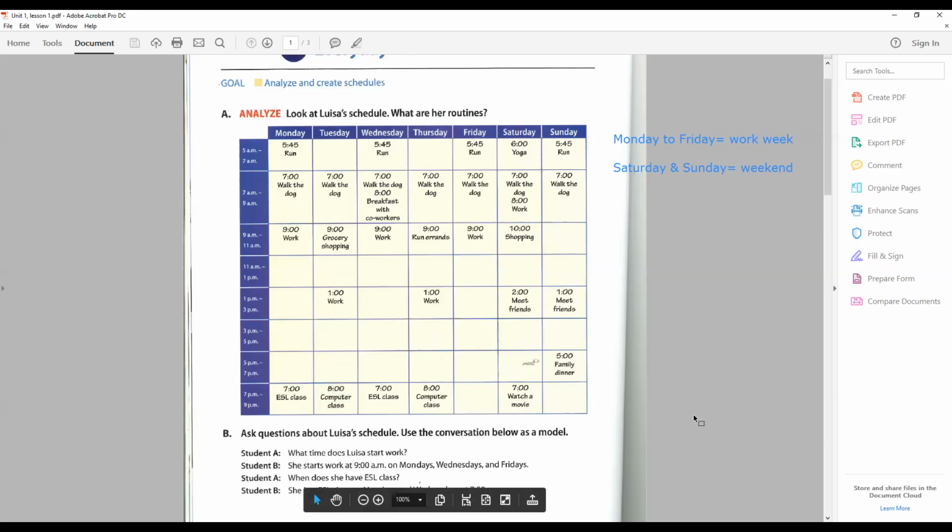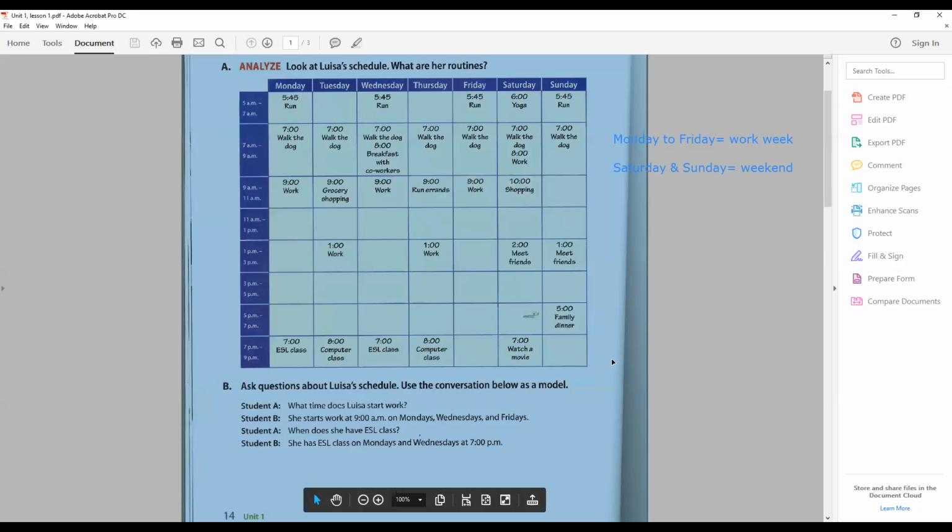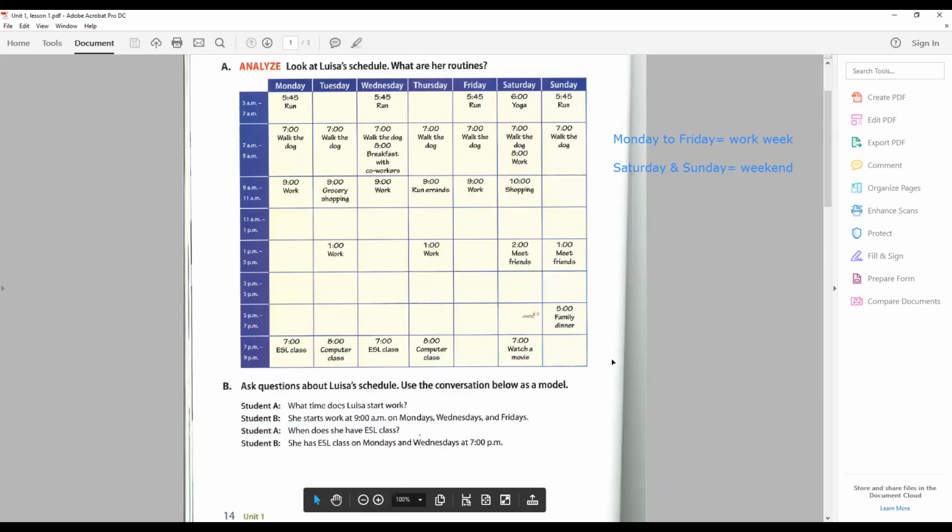Okay, so as you can see, let's scroll down a little bit. Right here where it says B, it says ask questions about Lisa's schedule and use the conversation below as a model. Okay, since we're not in class together, it's hard to make a conversation. So what I want you to do is, let's see, this is one example, right? So student A, what time does Lisa start work? She starts work at 9 a.m. on Mondays, Wednesdays, and Fridays. When does she have ESL class? She has ESL class on Mondays and Wednesdays at 7 p.m.